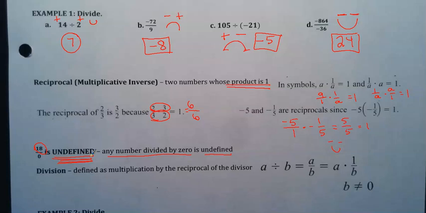Division can be defined as multiplication by the reciprocal of the divisor. So we have a divided by b, which can be written as a fraction. But we could also say that's the same thing as a times 1 over b. And if we look at it like that, we have to recognize that b cannot be 0. Our divisor cannot equal 0 for us to actually get an answer.